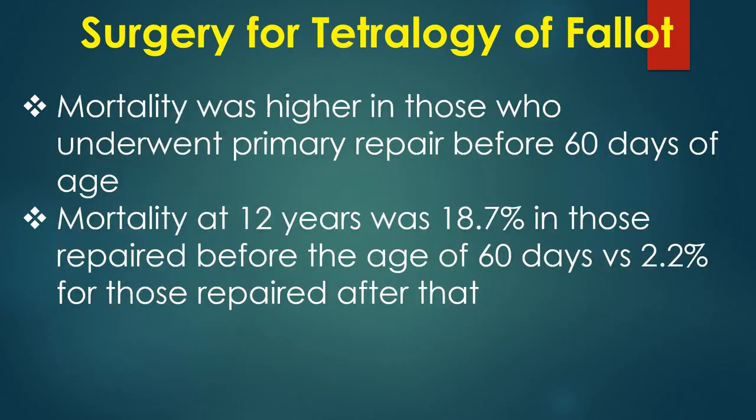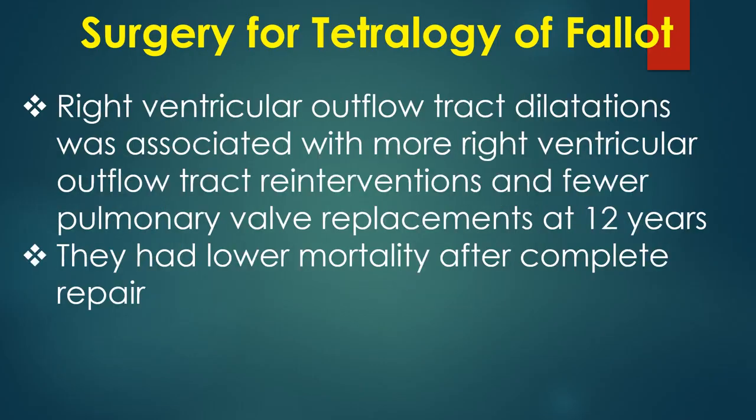Mortality was higher in those who underwent primary repair before 60 days of age. Mortality at 12 years was 18.7% in those repaired before the age of 60 days versus 2.2% for those repaired after that. Right ventricular outflow tract dilatations were associated with more right ventricular outflow tract re-interventions and fewer pulmonary valve replacements at 12 years. They had lower mortality after complete repair.